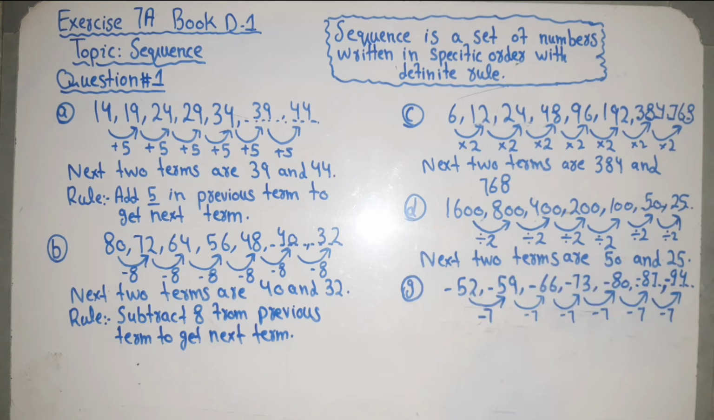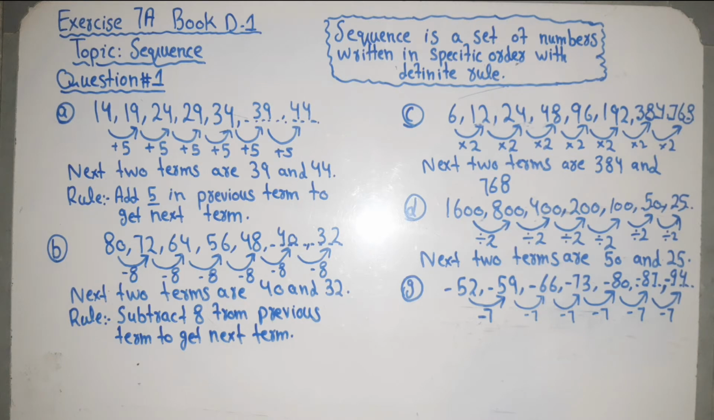Okay, so the rule for this sequence is, now I'm not writing again and again next two terms are 50 and 25. You will write next two terms are minus 87 and minus 94, and the rule for this sequence is subtract minus 7 from previous term to get next term. I hope you understand well this question. If you have any confusion, students, you can ask freely in comments, so I will guide you.